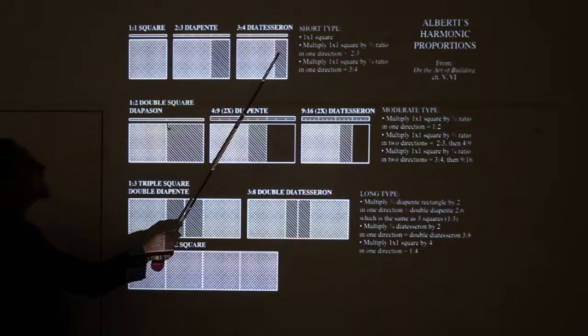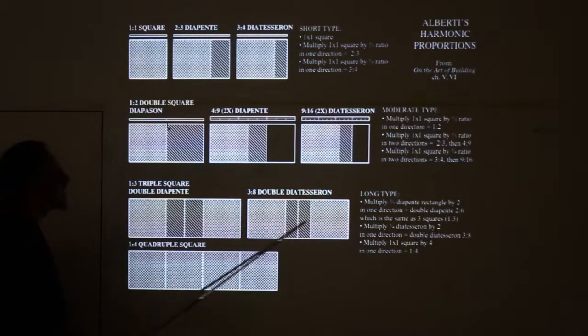Last one, the long type then. He simply doubles the diapente in one direction. He takes the diapente and he doubles this one. And when you do double it, you actually end up with 3 squares. So it could be called the triple square or the double diapente. Double diatessaron, now we're taking this one and we're doubling it in one direction to get 3 by 8. And last one, simply the square multiplied 4 times in one direction.